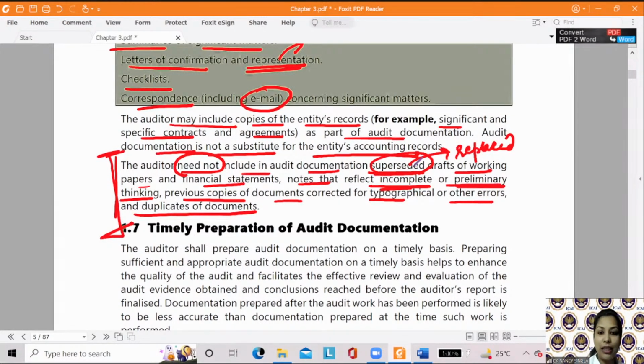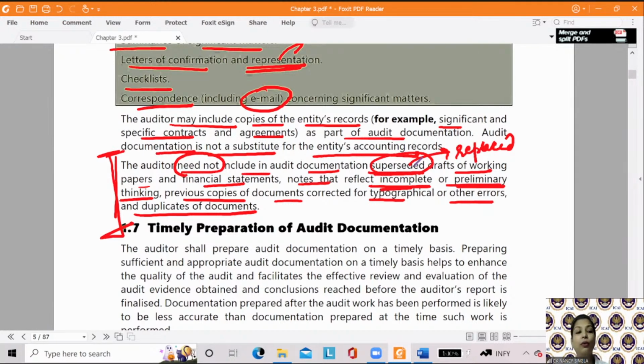See, अब समझ आ गया कि फॉर्म कंटेंट एक्सटेंड क्या है. तो फॉर्म कंटेंट एक्सटेंड क्या है? जो भी प्रीवियस एक्सपीरियंस ऑडिटर having no previous connection with the audit को उसको enable करे to understand what the audit procedures, the audit evidence, significant matters, professional judgment. Simple. Audit documentation पेपर में हो सकता है, इलेक्ट्रॉनिक फॉर्म में हो सकता है. इसके अंदर ये सब कुछ इंक्लूड होगा, लेकिन सुपरसीडेड ड्राफ्ट्स नहीं इंक्लूड होंगे. एंड इट इज नॉट अ सब्स्टिट्यूट फॉर एंटिटीज अकाउंटिंग रिकॉर्ड्स, है ना.